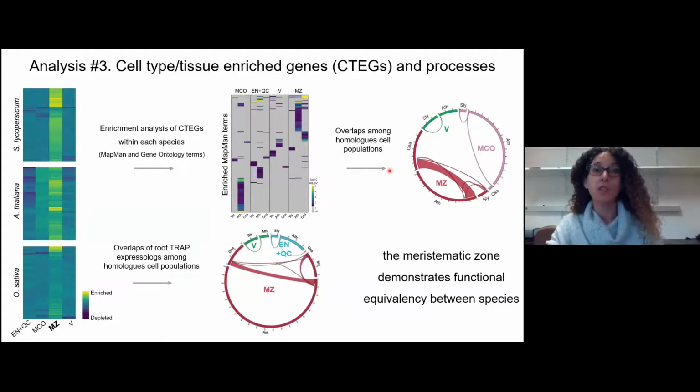We decided to use both GO and MapMan annotation because, well, GO is widely used. Most of us use only GO, but MapMan annotation, or the MapMan tool, which is a plant-specific tool, was developed originally for Arabidopsis, and using these annotations, we were able to gain more information about the function of the genes. And we found this tool very, very useful.